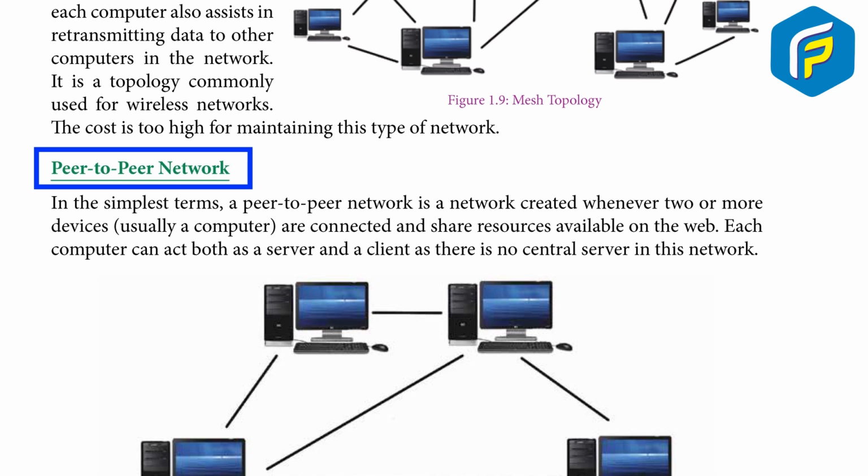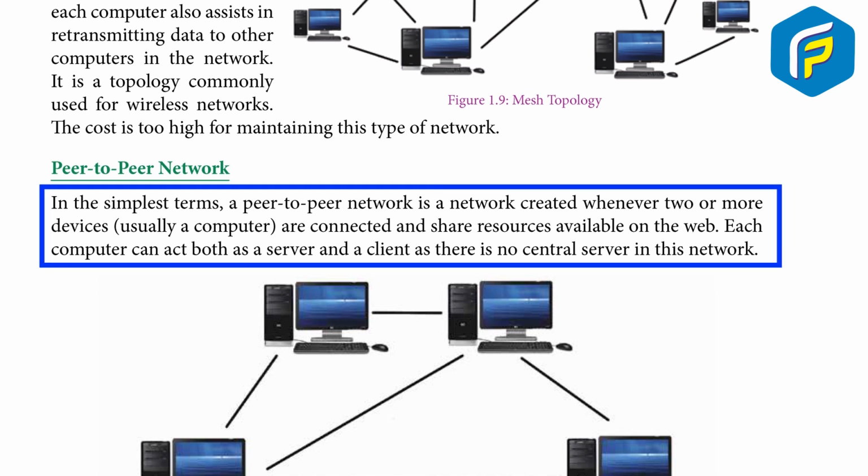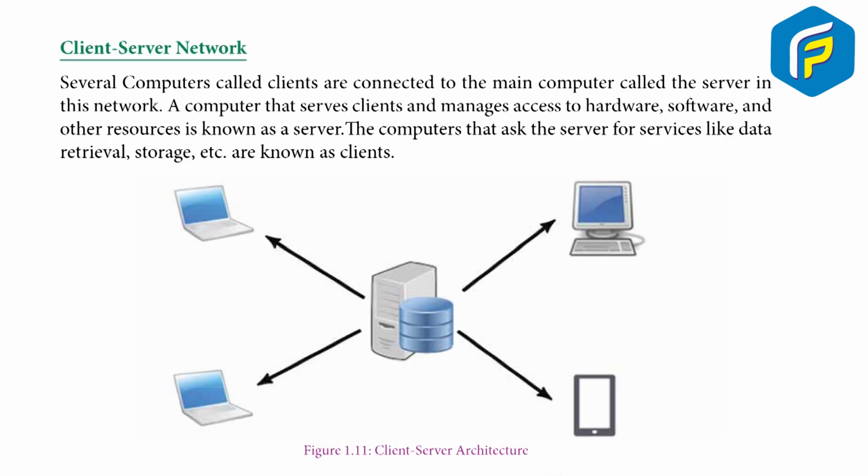Peer-to-peer network. In the simplest terms, a peer-to-peer network is a network created whenever two or more devices, usually computers, are connected and share resources available on the web. Each computer can act both as a server and a client, as there is no central server in this network.